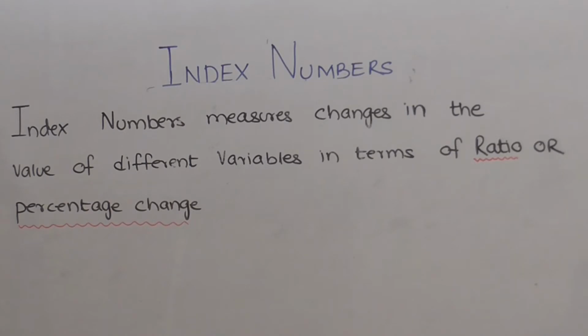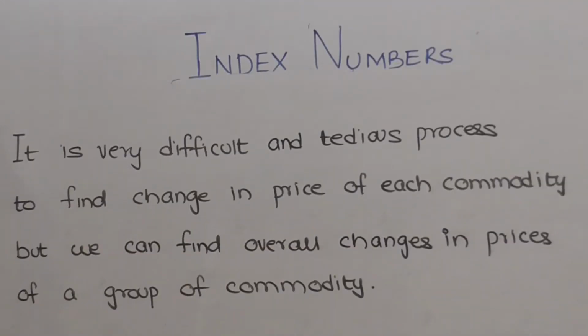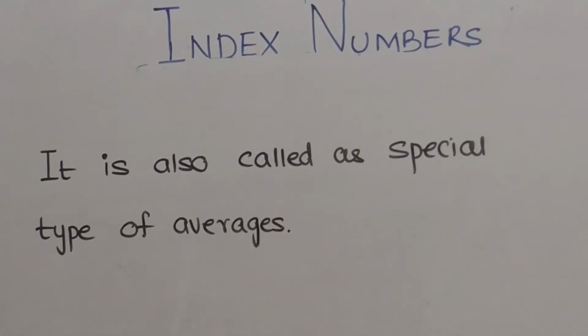The next chapter we are doing is index numbers. Basically, index numbers measure the changes in the values of different variables in terms of ratio or percentage. It is a very difficult and tedious process to find changes in the price of each commodity, but we can find the overall changes in the prices of a group of commodities. It is also called a special type of average.